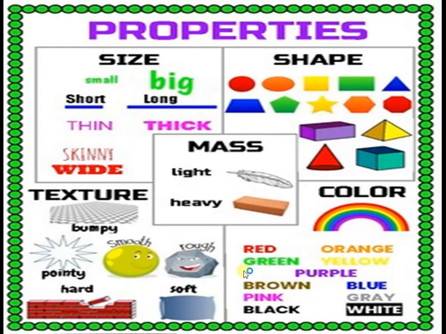Based on their properties, we use different materials for different purposes. What are the properties of materials? Size, shape, mass, texture, color, these are all the properties of materials. Different materials have different properties.